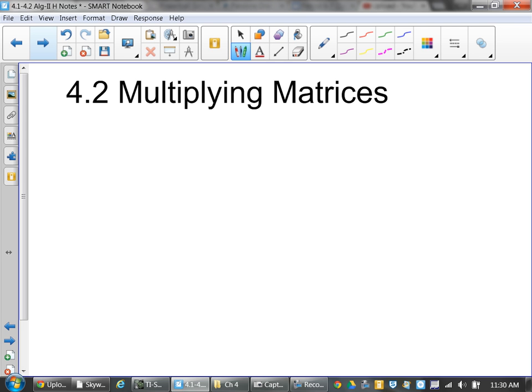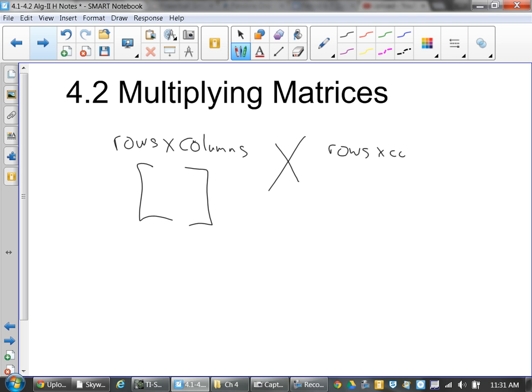When you're multiplying matrices, you have, let's just say, rows by columns in the first matrix times some other rows by columns in another matrix. When you're adding and subtracting, you have to have exact dimensions. When you are multiplying, this is the rule you have to have: the number of columns in the first and the number of rows in the second have to be the same.